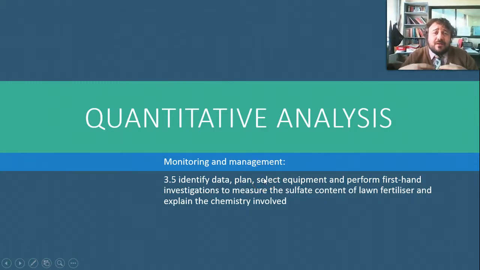Alright, so we're going to start talking a bit about quantitative analysis, and we're going to go into it very, very briefly. If we're talking about one type of quantitative analysis in particular, you will be expected to understand this in quite a high level of detail, which is fine because we'll cover that when we do the experiment, which is here: identify data, plan, select equipment, and perform first-hand investigations to measure the sulfate content of lawn fertilizer.